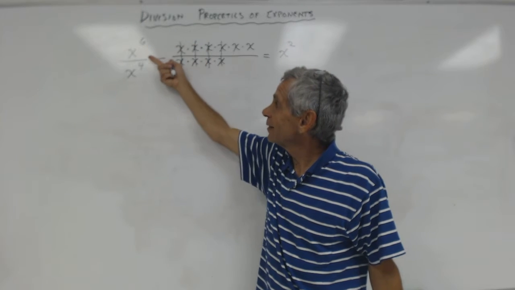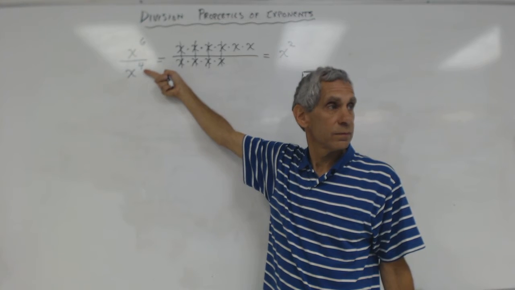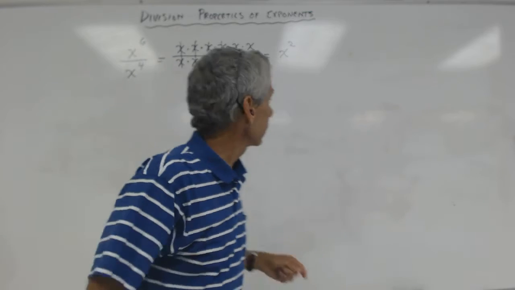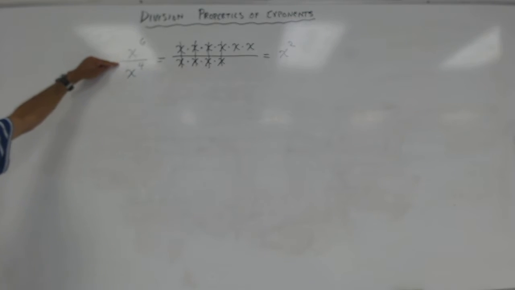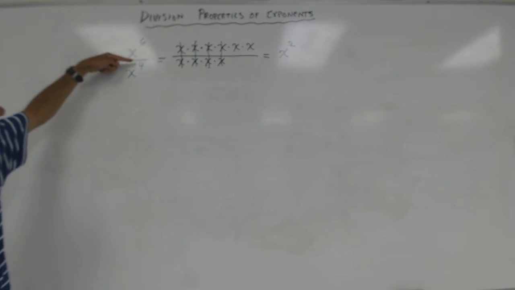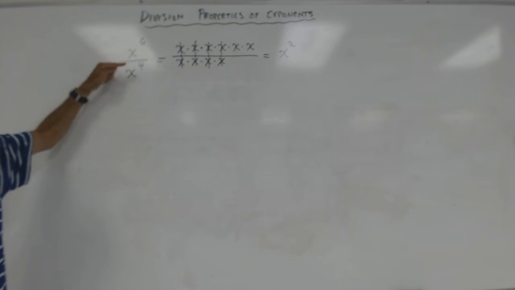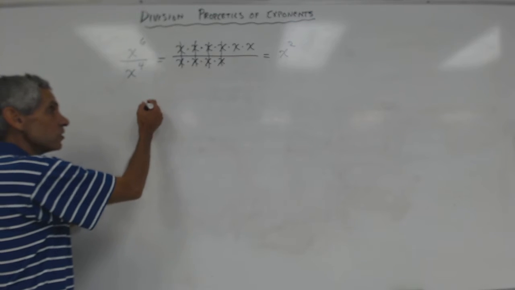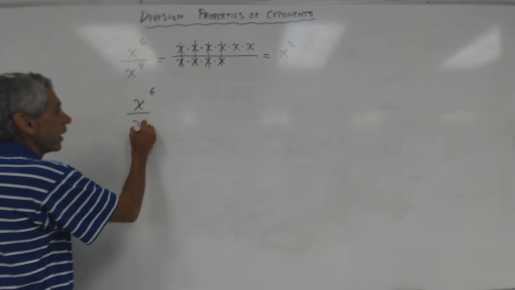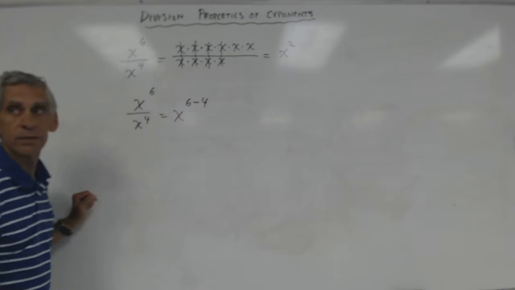So notice what this would be. It could be 6 minus 4. I like to think of this fraction line right here as a huge minus sign. See that long minus sign right there? So it's 6 minus 4. You with me? So this is the shortcut method. X to the 6 over x to the 4 is equal to x to the 6 minus 4.